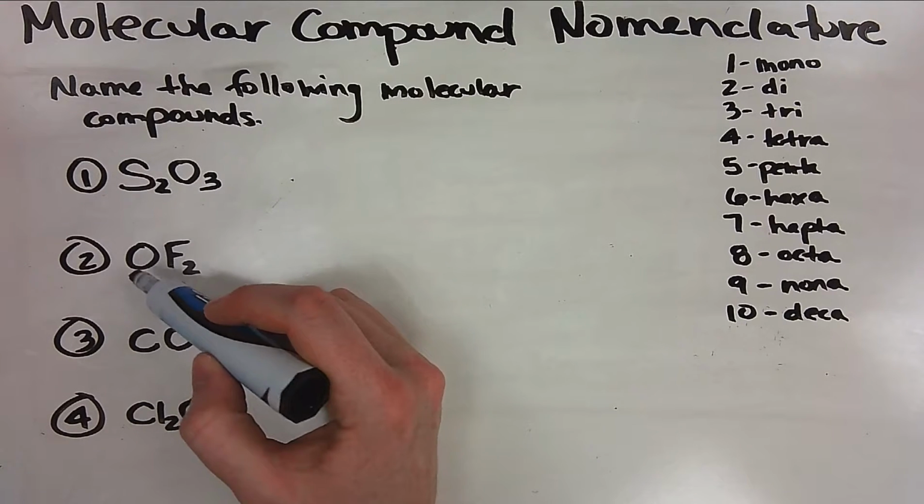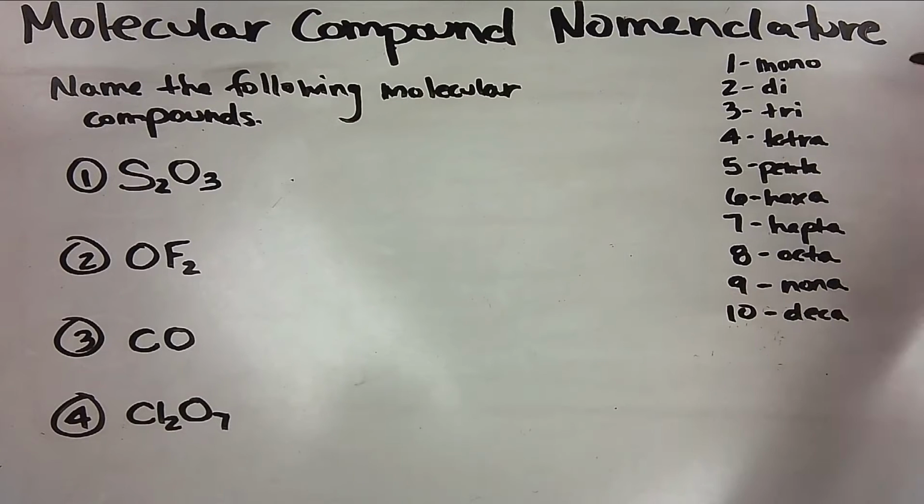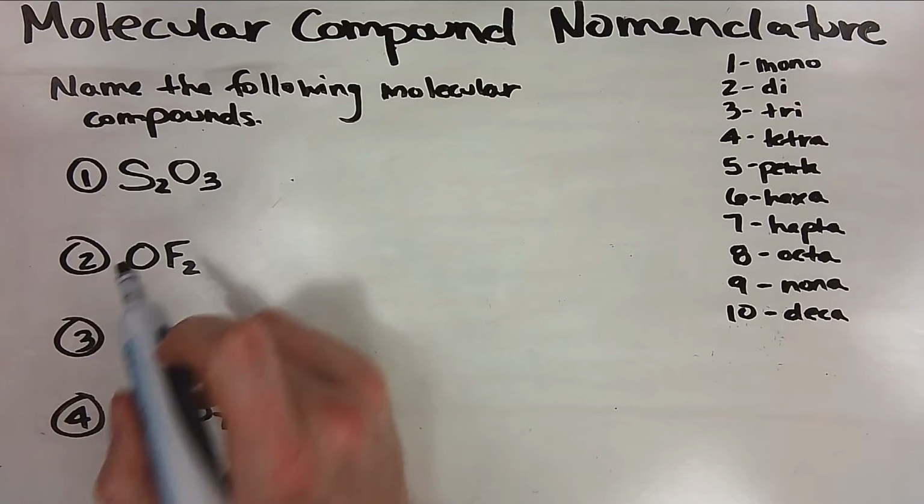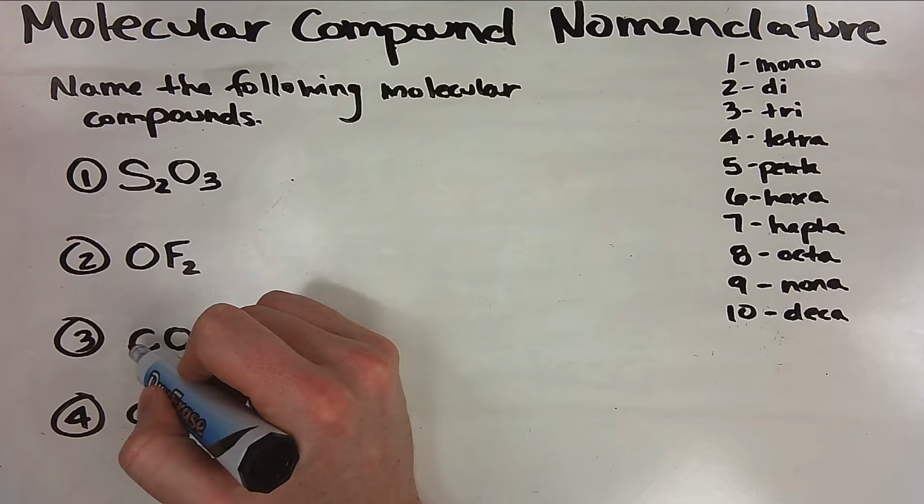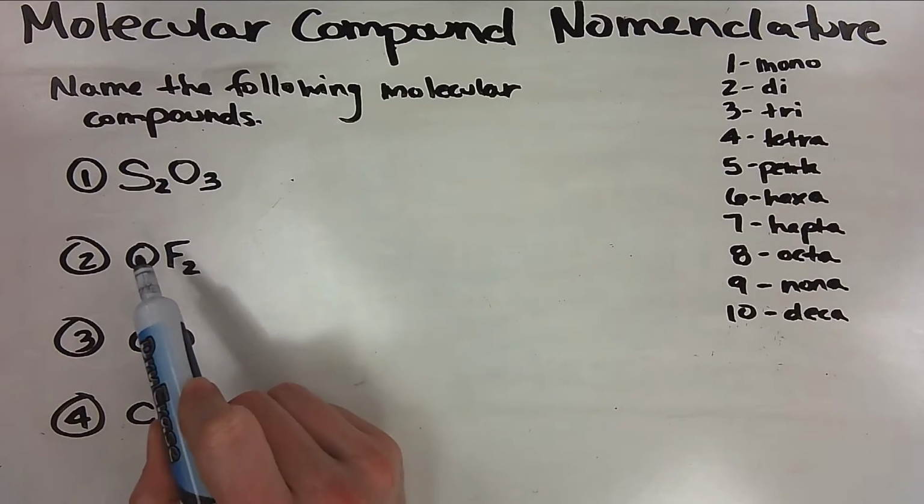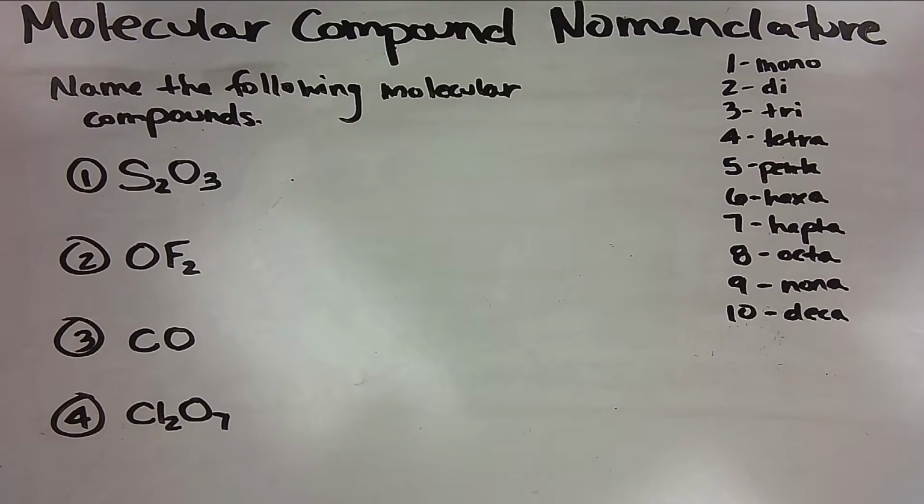The first atom is going to keep its entire name. The only thing that's going to be different are the prefixes that get added out front. Now remember, for the first atom, if there's only one, like in our examples 2 and 3, we don't use the prefix mono. Only if there's one out front is when we don't use the prefix mono.